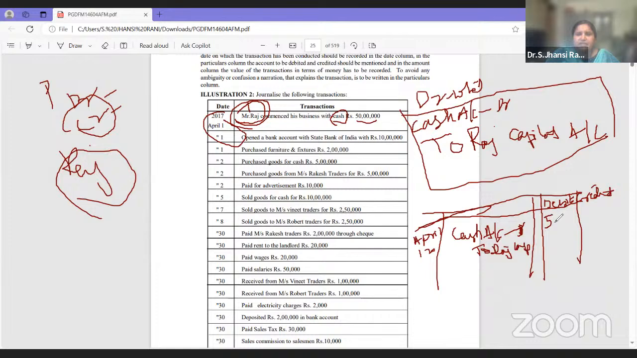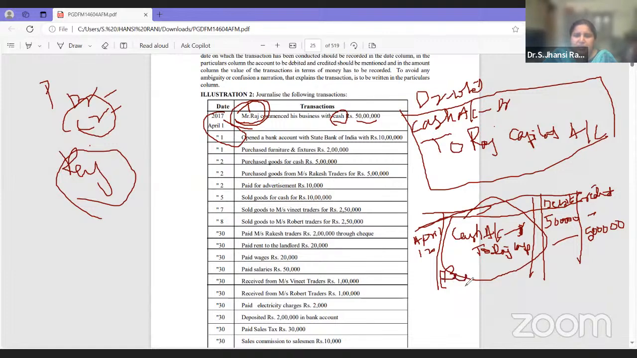Debit means we write in the debit column, and credit means we write in the credit column. And for every transaction, we write a narration. Why? Because only by writing like this, the owner may not understand. So as soon as we write any entry, we write below that in brackets, what we call narration.